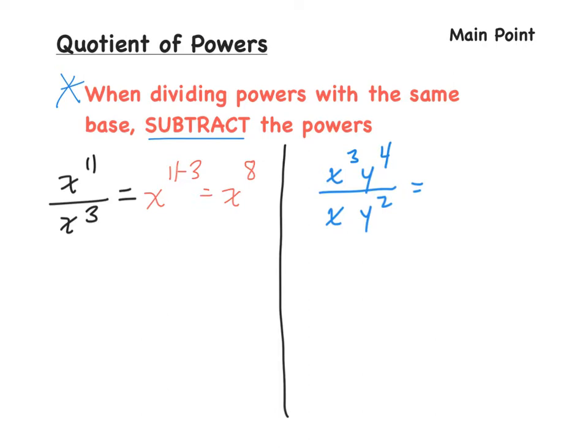So what I want you to do is pause the video and try this one off to the right. Remember, this is x to the 1st power. Alright, so if we have x to the 3rd and x to the 1st, that would be x to the 2nd. And then y to the 4th divided by y to the 2nd would be y to the 2nd, because all we're doing is subtracting the powers.